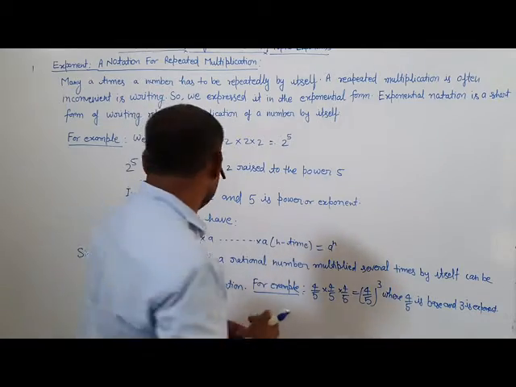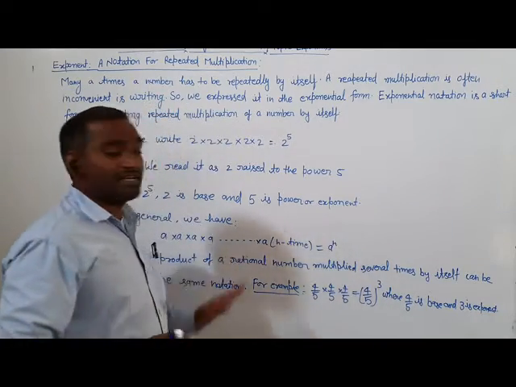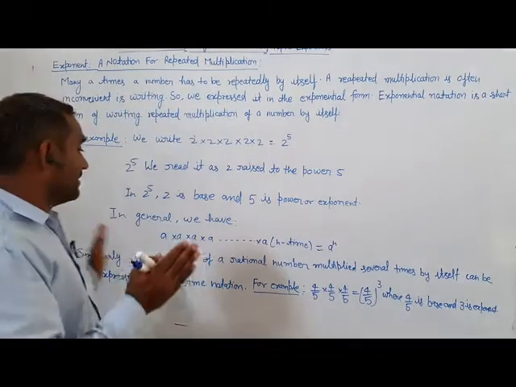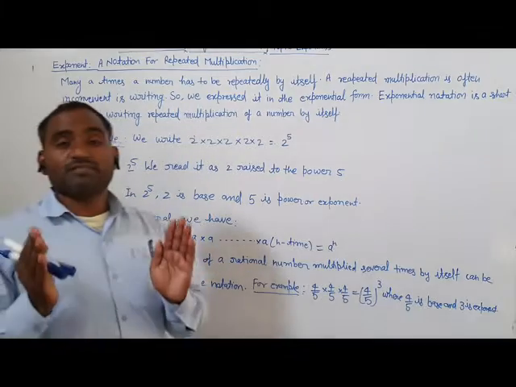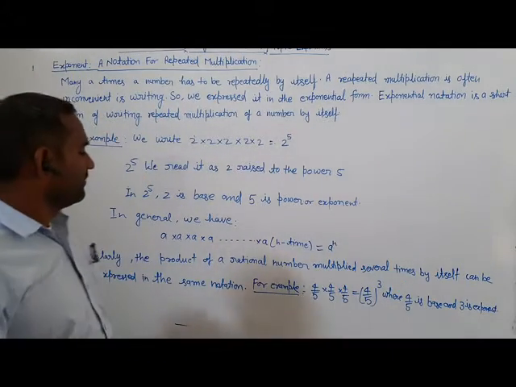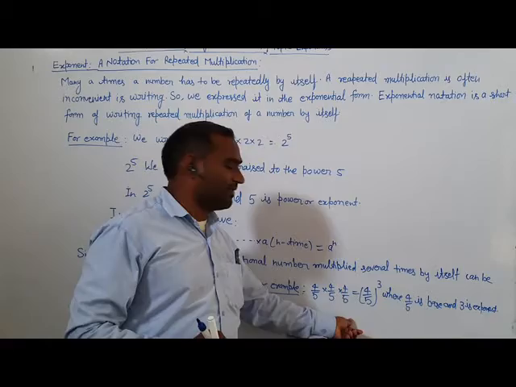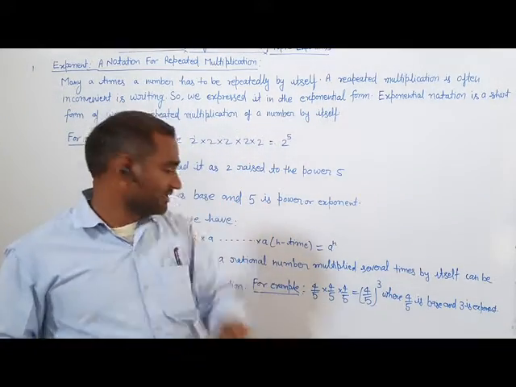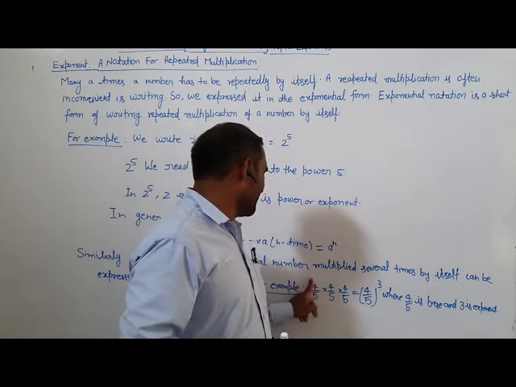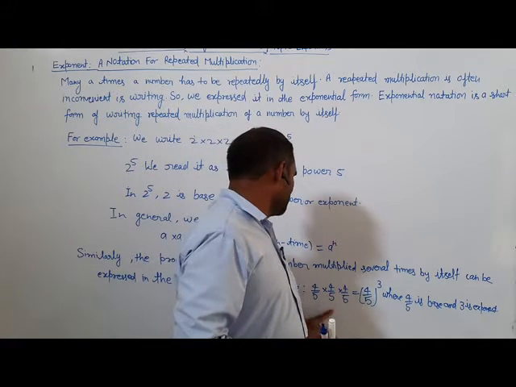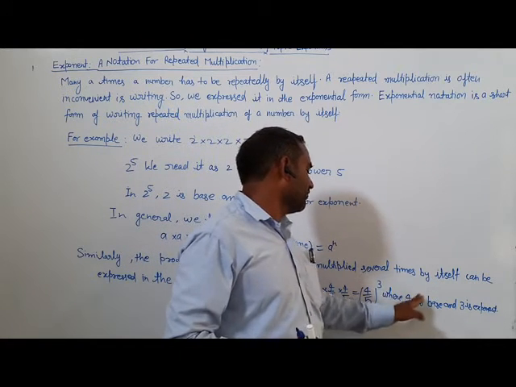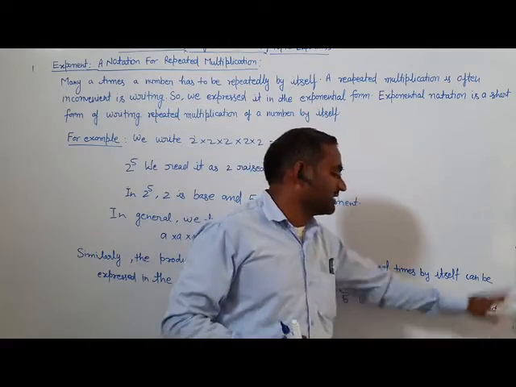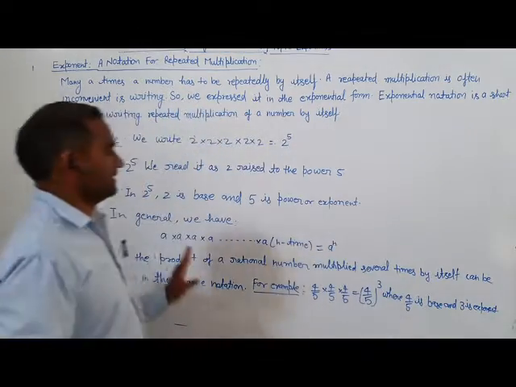This is the multiplication of a number, and a rational number can also be written in exponential form. For example, 4 by 5, 4 by 5 and 4 by 5. This is repeated 3 times. So we write 4 by 5 raised to power 3, where 4 by 5 is the base and 3 is the exponent.